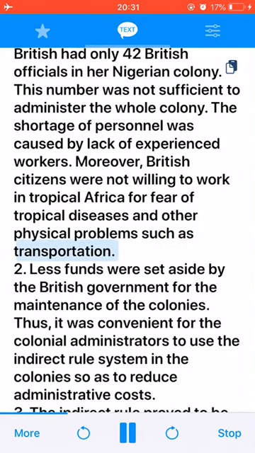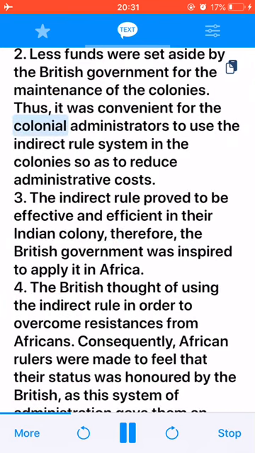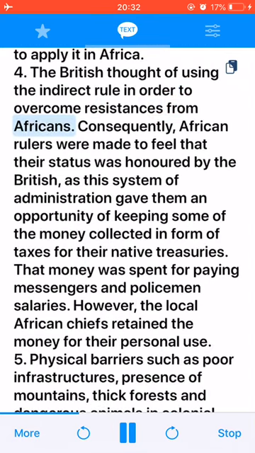2. Less funds were set aside by the British government for the maintenance of the colonies. Thus, it was convenient for the colonial administrators to use the indirect rule system in the colonies so as to reduce administrative costs. 3. The indirect rule proved to be effective and efficient in their Indian colony, therefore, the British government was inspired to apply it in Africa. 4. The British thought of using the indirect rule in order to overcome resistances from Africans.